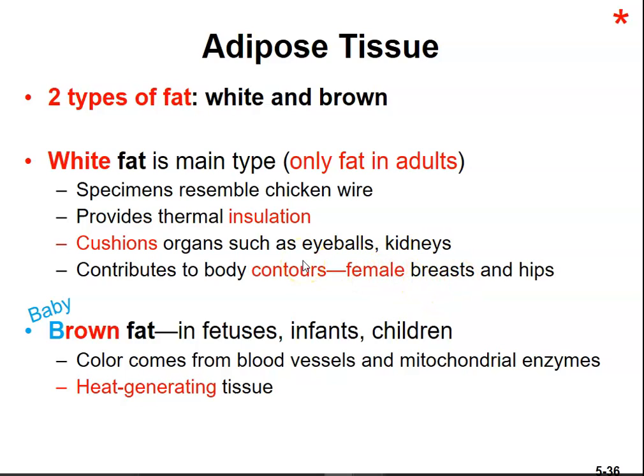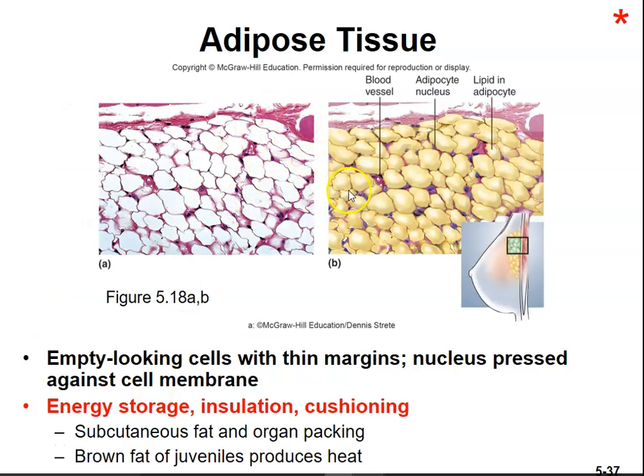The baby has brown fat. The brown fat has a function of heat production. Here's a picture of adipose tissue. Adipose tissue is filled with fat molecules, and the purple structure is the nucleus, which is being pushed to the side of the cell. This is energy storage, insulation, and the cushion.